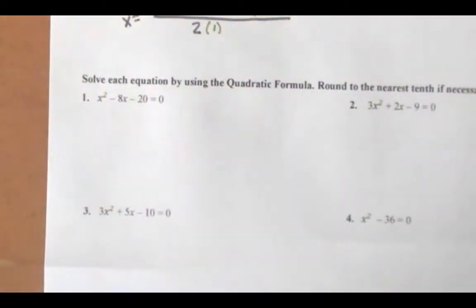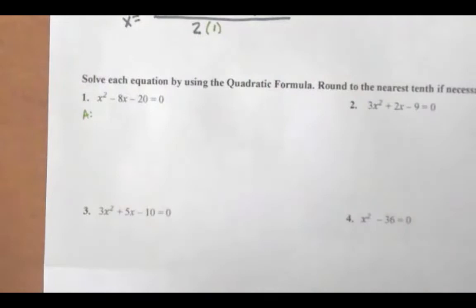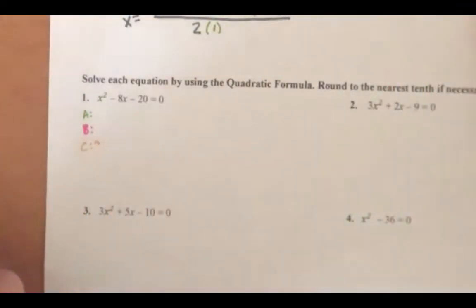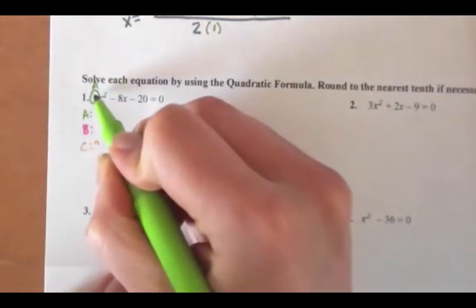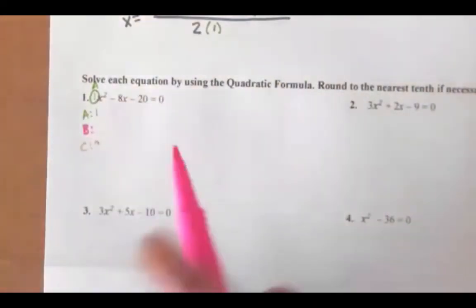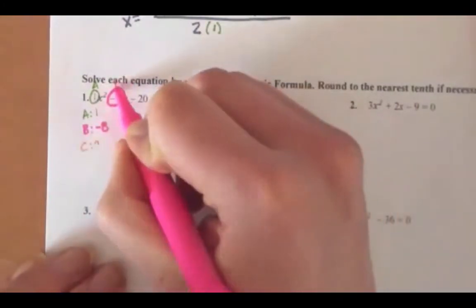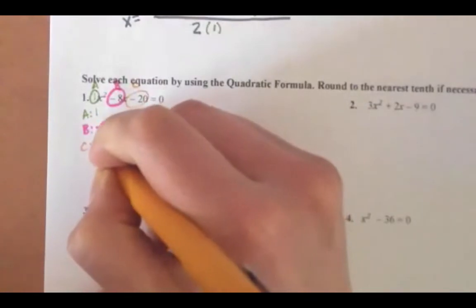Okay, let's try number 1. We're going to identify again A, B, and C. Okay, and we'll just remember that the A is the number in the very, very front. There is no number there, so it's an imaginary 1. B this time is going to have this negative 8. That's B. And C is going to have a negative 20.